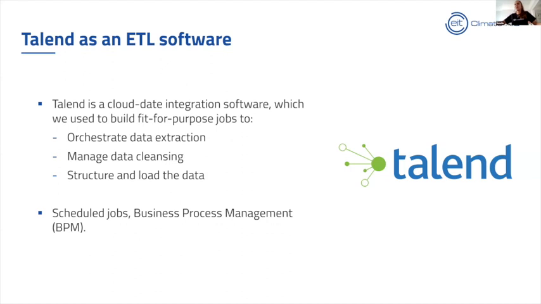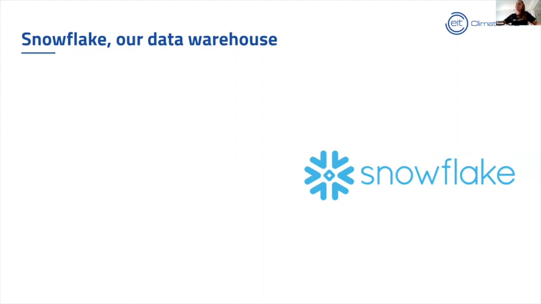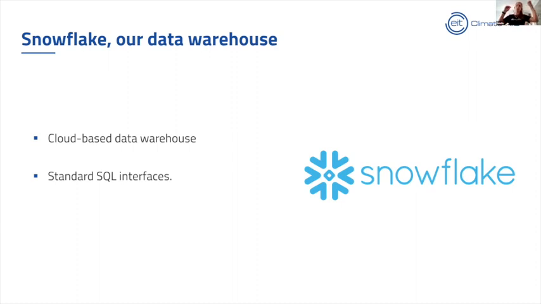Now, we also use a data warehouse, and at Climate-KIC, we really like Snowflake. Snowflake is a cloud-based data warehouse that enables us to store, manipulate and shape the data for easy access. The data in Snowflake is represented as tables that can be queried and modified through the standard SQL interfaces. So each table view belongs to a schema, which in turn belongs to a database.